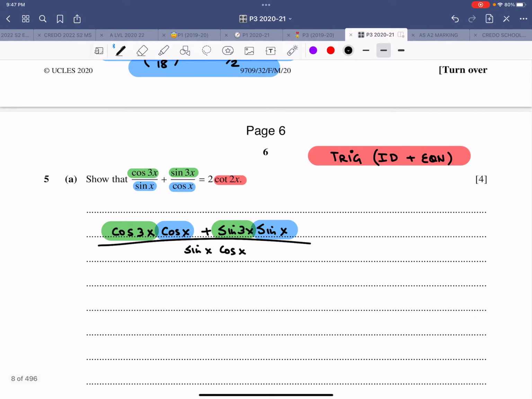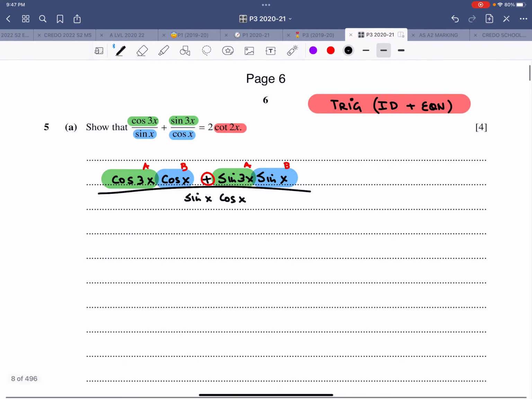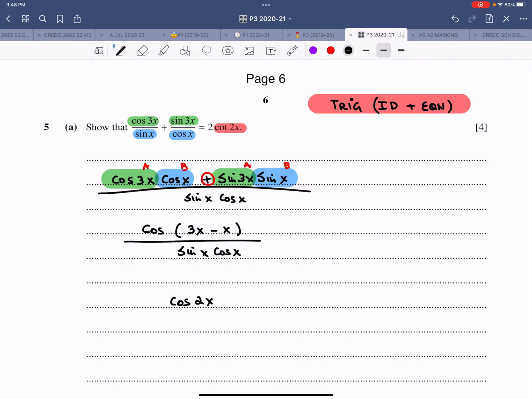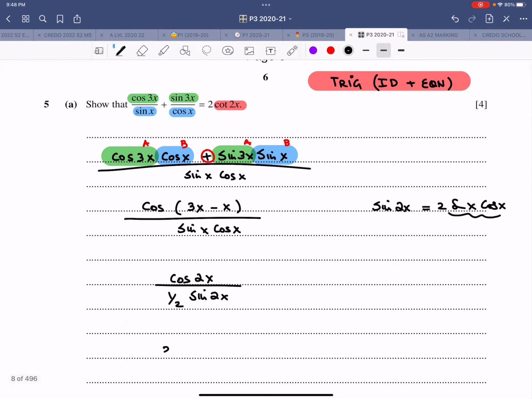Yes, it is. This is like A, this is like B, plus sine, this is like A, this is like B. So this is cosine A minus B. So cosine A minus B divided by sine x cosine x. That was the trick. Cosine 2x over half sine 2x. How come? Because we know that sine 2x is 2 sine x cosine x. So sine x cosine x is half sine 2x. It flips, it gives you a 2, and this is cosine over sine, which is cot 2x. That was a nice one.